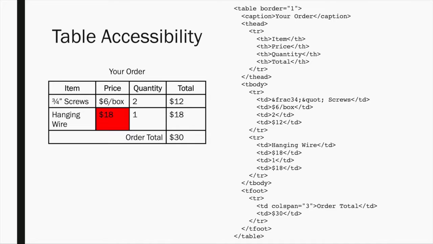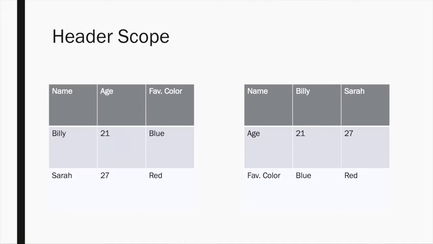What does that mean? Is that an item? Is that quantity? Is that total for the item? Or is that total for the order? There's no way for the browser or any assistive devices to know what that $18 relates to. So what we're going to do is we're actually going to add some accessibility features.